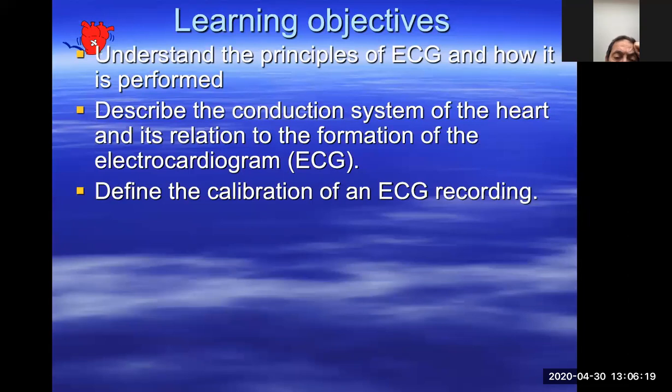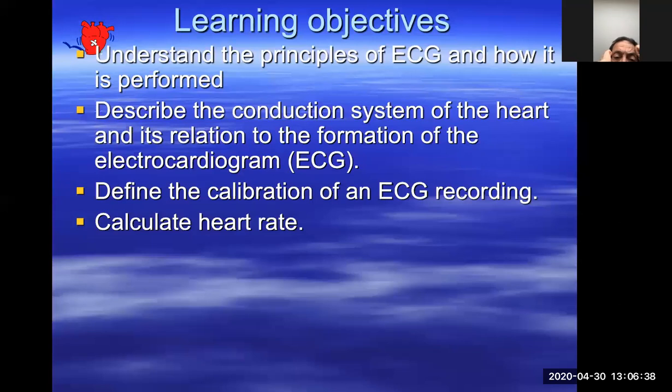And the voltage also, if you change it from 10 millimeters per 1 millivolt, if you increase it, the voltage will look too big, and you think the patient has left ventricular hypertrophy when he doesn't. And you can make it too small, and you think the patient has some problem, like low voltage or something. So really make sure the calibration is correct.